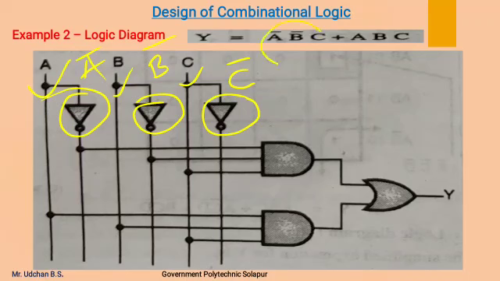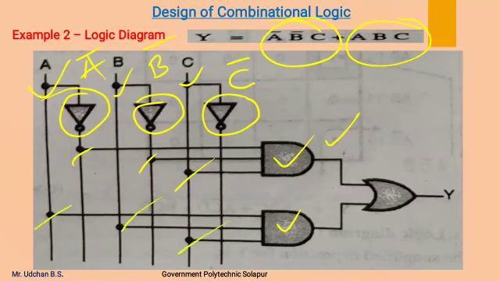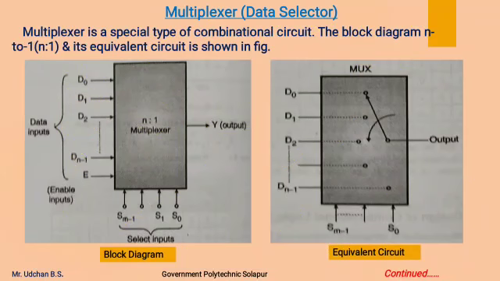So for this term we can use an AND gate which is having input A bar, B bar and C. We will get that term over here, and for this term we use this AND gate for which A, B and C are connected as the input. We get the second term over here. By adding both the terms using OR gate, we can obtain the final equation Y. This is how we can design a combinational logic circuit.